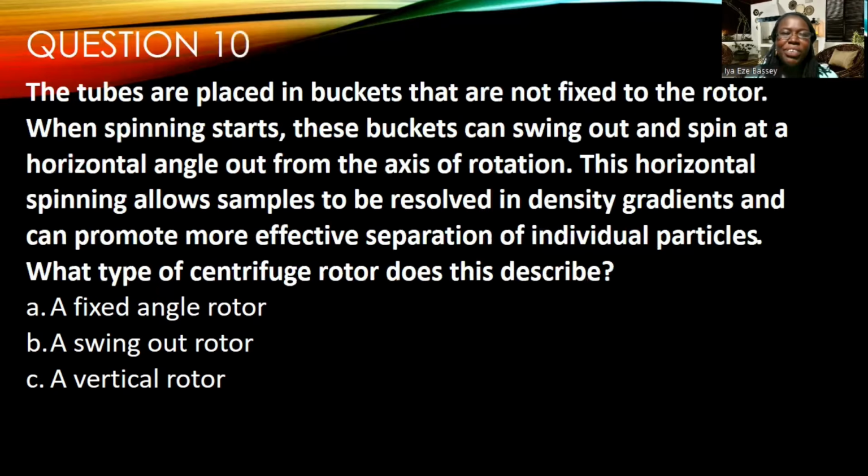Let's see another story. So for this particular rotor, the tubes are placed in buckets that are not fixed. And when the spinning starts, these buckets can swing out and spin at a horizontal angle out from the axis of rotation. This horizontal spinning allows samples to be resolved in density gradients and can promote more effective separation of individual particles. Which type of rotor does this describe?